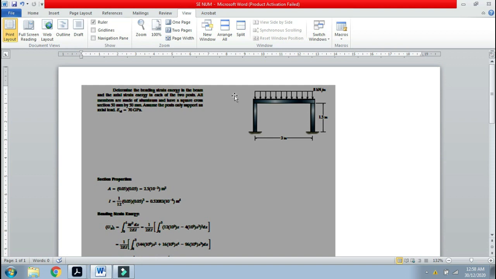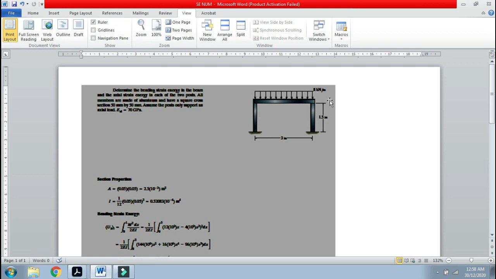ठीक है, यहाँ पे हमारे पास बीम है. All members are made up of aluminium and have a square cross section of 50 by 50 mm. Okay, 50 millimeter square. Assume the posts only support an axial load. They are saying that only the posts, these two posts here as well, support axial loads. By posts they mean these two columns, and this is the beam.